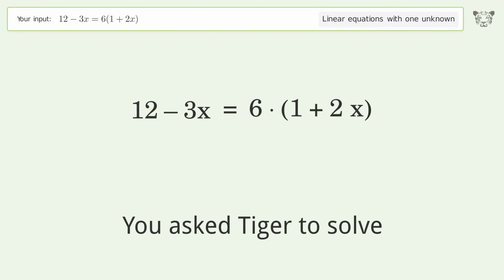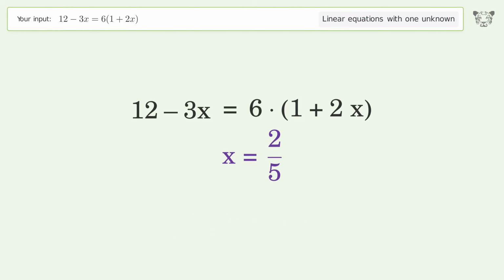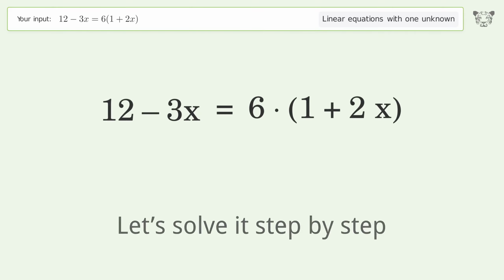You ask Tiger to solve. This deals with linear equations with one unknown. The final result is x equals 2/5. Let's solve it step by step.